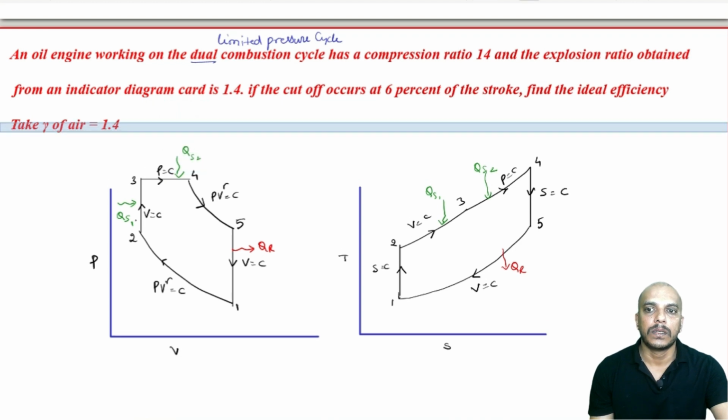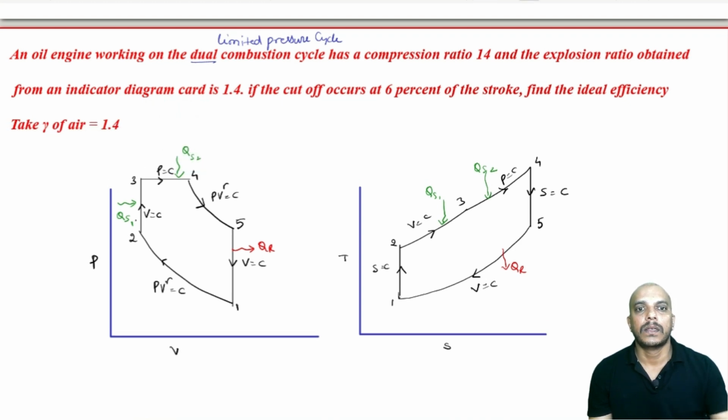Now, the moment I see that this is a dual combustion cycle, I just write the PV and TS diagram. Now, what has been given to us? Compression ratio is 14. So, let us write the data. Compression ratio is given as 14 and the explosion ratio is beta. The explosion ratio obtained from the indicator diagram is 1.4.